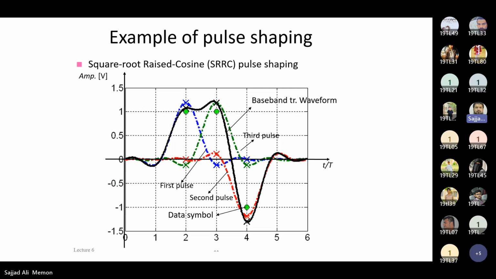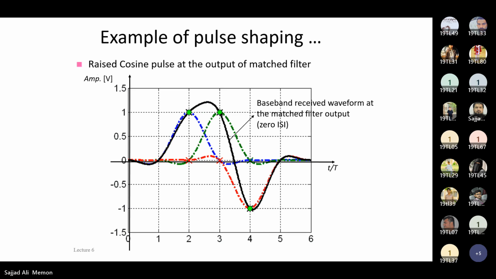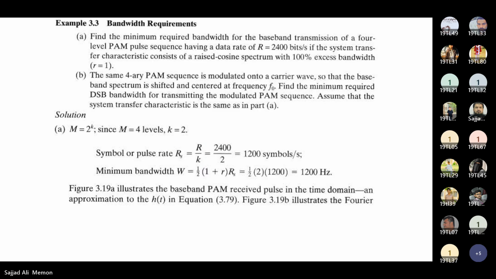If we transmit this without pulse shaping, then you can see they are interfering with each other. They have intersymbol interference, and without reshaping or pulse shaping, the receiver or the detector wouldn't understand the two pulses because they are into each other's time. But now they are separate, and the detector can understand them easily. So this is the baseband receive waveform at the matched filter output that will have 0 intersymbol interference.